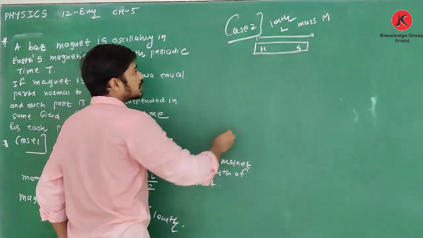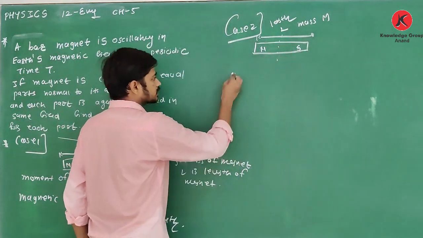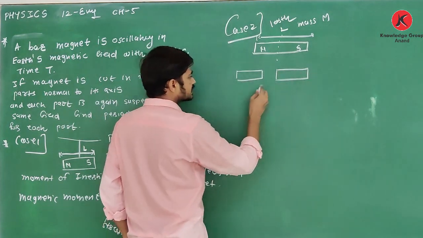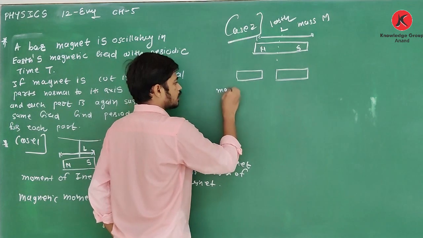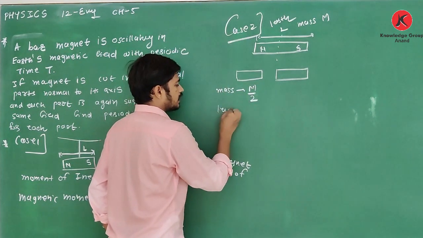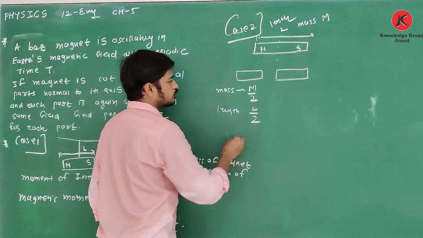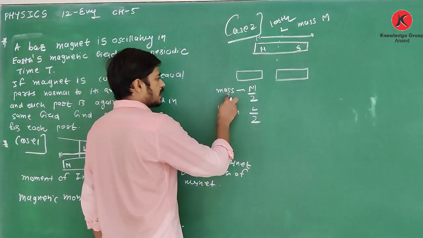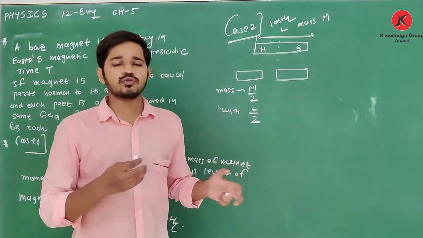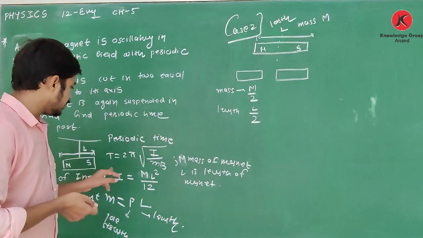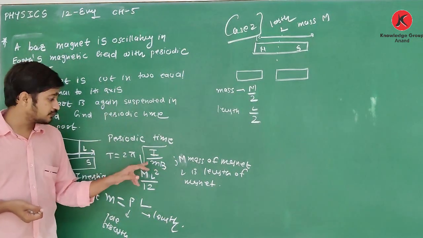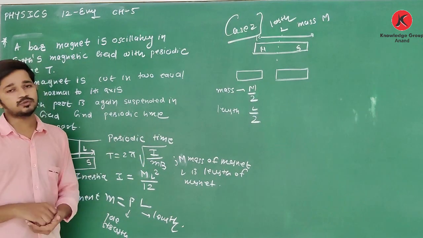If I cut it into equal parts, then what is the mass of each part? Mass of each part is M by 2. Length of each part is L by 2. So what are the changes? In the T equation, 2π is the same, B is the same magnetic field, but I and M both change.